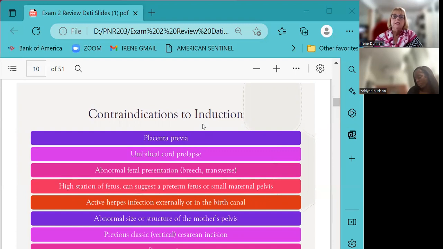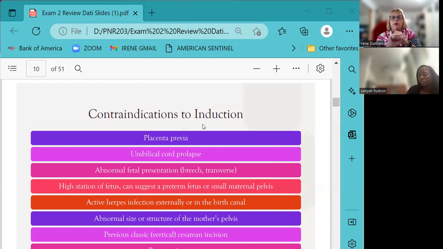Pretty good too. So if you have a placenta previa, like we talked about, you never induce labor because why? You would cause her to hemorrhage. If you have an umbilical cord prolapse, you can never induce because the cord is coming through the cervix. And if you have contractions, that's going to cut off the oxygen to the baby, you can kill the baby. If you have a breech or a transverse lie, you cannot do an induction.